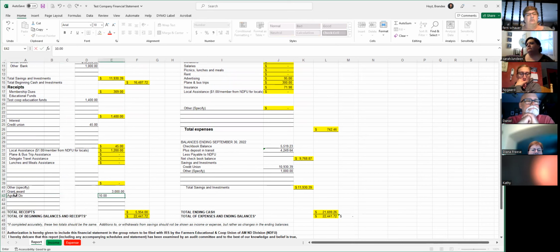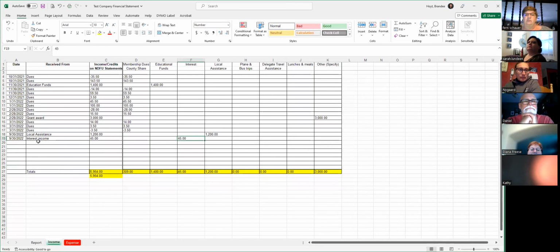So $10. But then you see here that this is off, but that's because I don't have it reflected in my checkbook balance. So let's just pretend here. Let's just add that. She is meaning on the income tab. Oh, got it. Sorry about that.